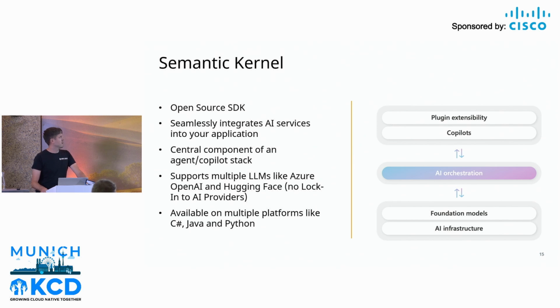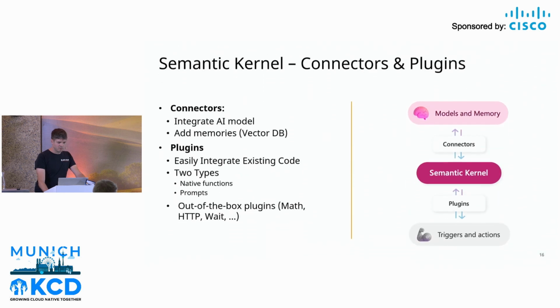So semantic kernel supports large language models like Azure OpenAI and Hugging Face, but we can also write our own connectors to connect whatever language model we want to use. And the project is currently available for C#, Java, and Python. All right. To understand how semantic kernel works, all we need to know are 3 entities.